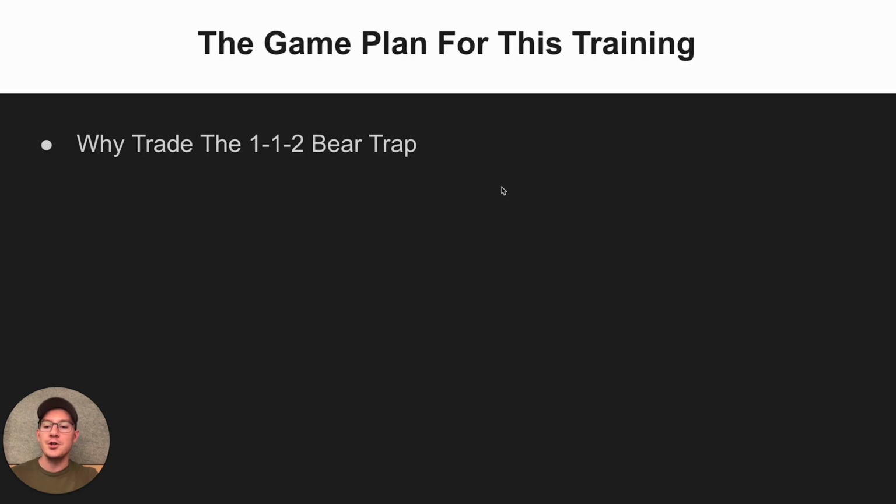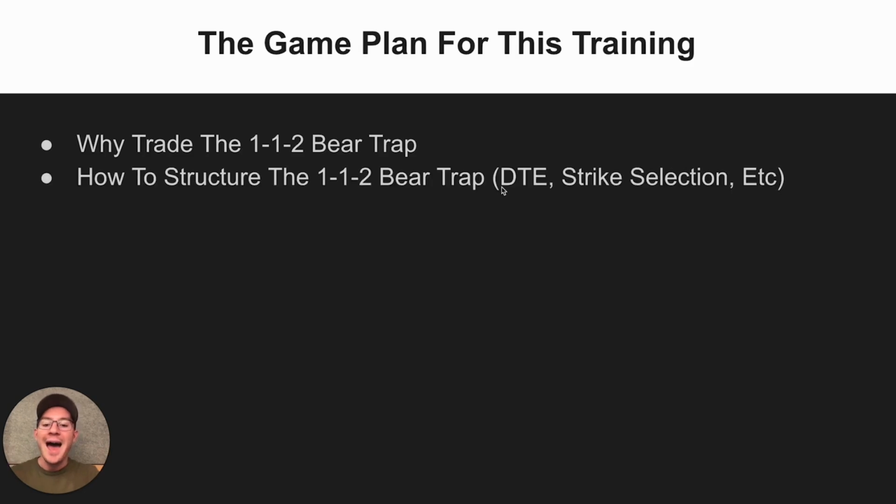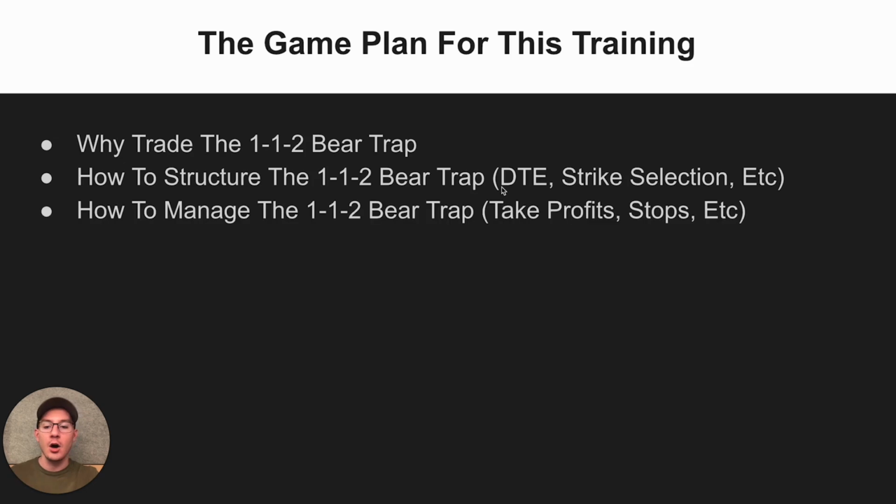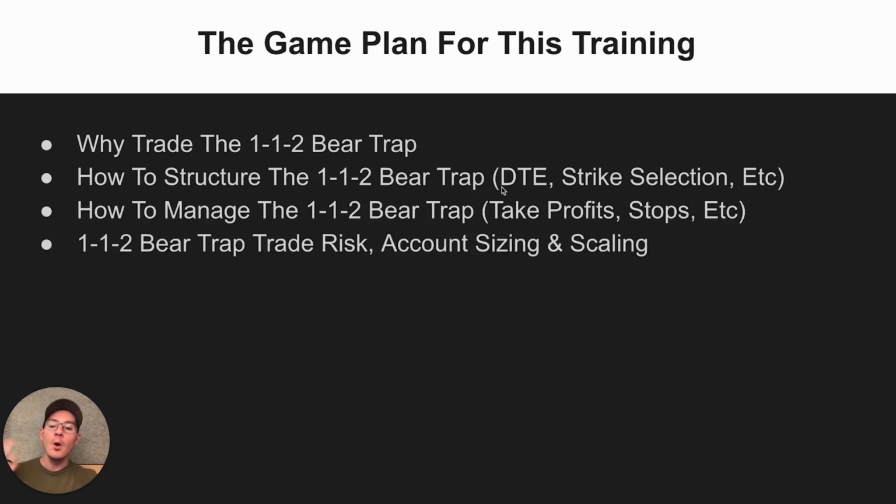The game plan for this training is this: why trade the strategy, how to structure the 112 trade, what DTE should you pick, what strike selection, all that, how to manage the trade, what should your take profits be, your stops, how to change it, how does that affect the win rate. We'll be talking about the 112 Bear Trap, the main risk of the strategy and how to mitigate it. Because again, there are risks for this specific strategy and you need to know how to do that. Also account sizing and scaling. What assets should you do based on your account size and how to scale as you grow.